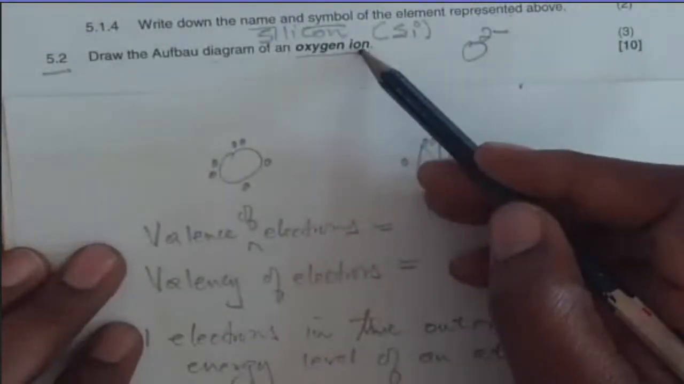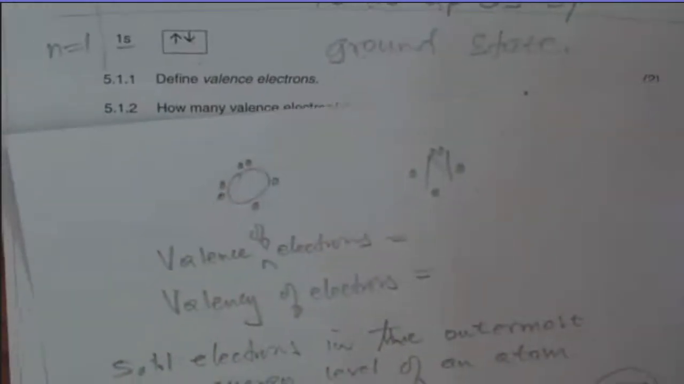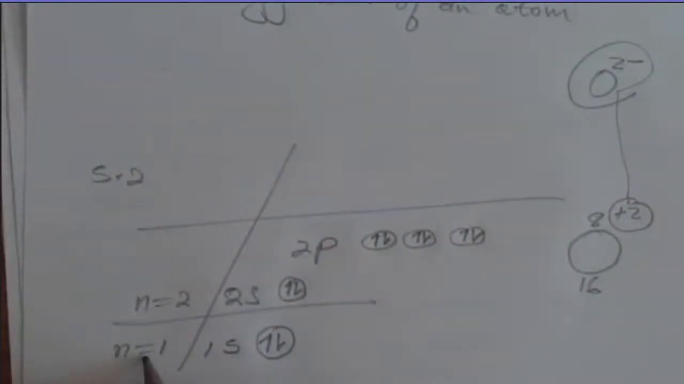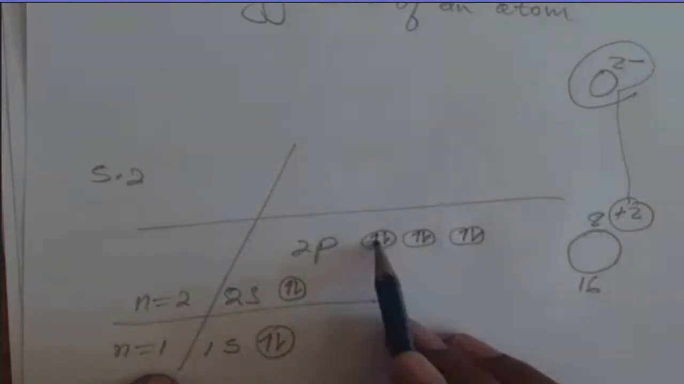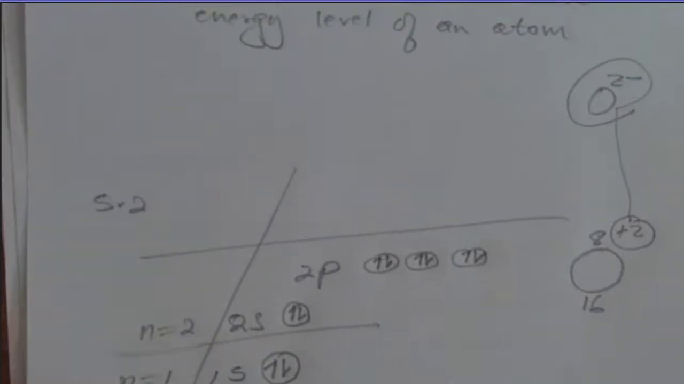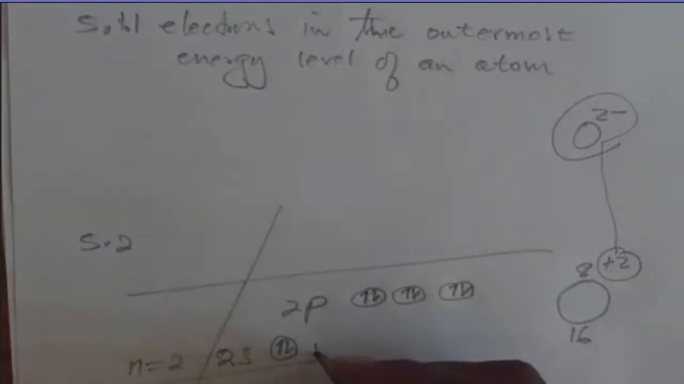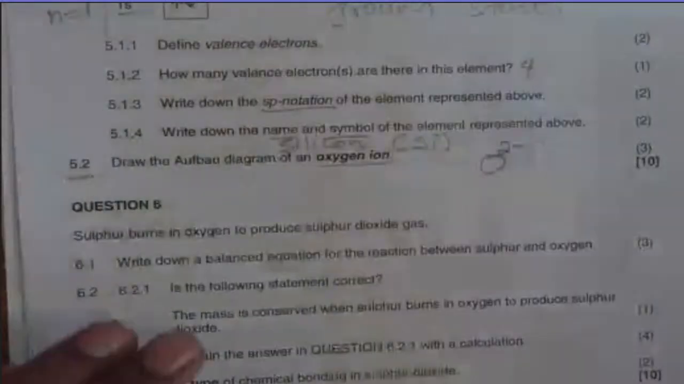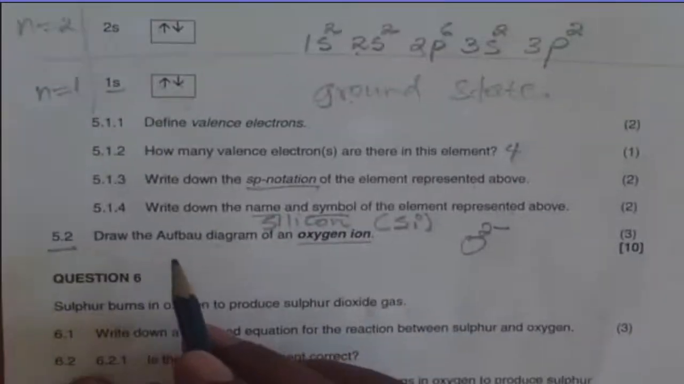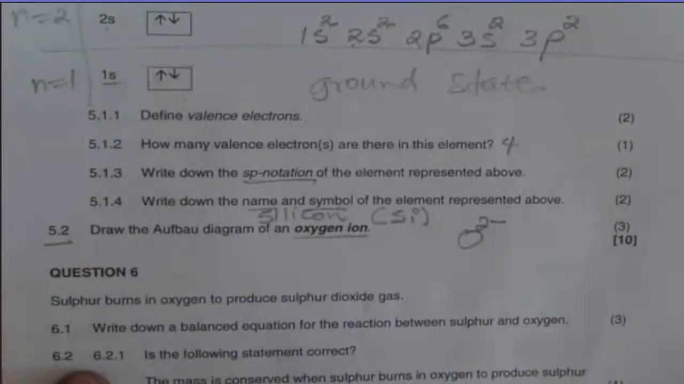So we are drawing the Aufbau diagram for the oxygen ion. You say energy 1, you can have a box or a circle. I have the maximum of 2. Then you go to the second energy level, 2s, with the opposite spin. Then you fill this one first, 1, 1, 1, then fill the remaining electrons. This is how you represent it. So it will be 1 mark for this one, 1 mark, and also 1 mark for that one. That was 3 marks to draw the Aufbau diagram of the oxygen ion. That was 10 marks for this question.